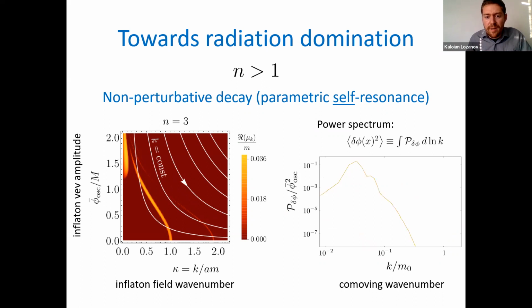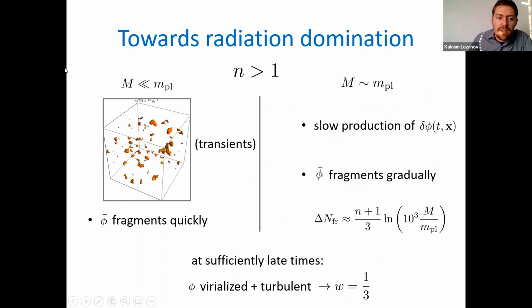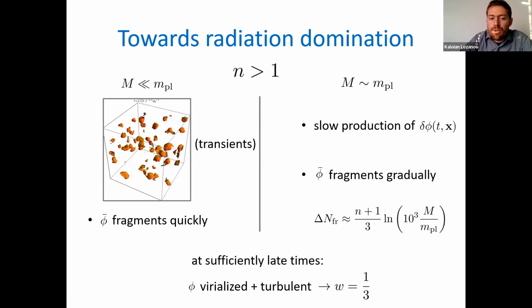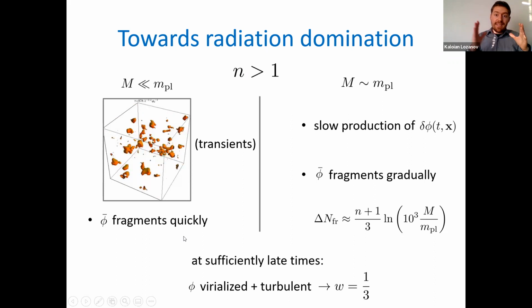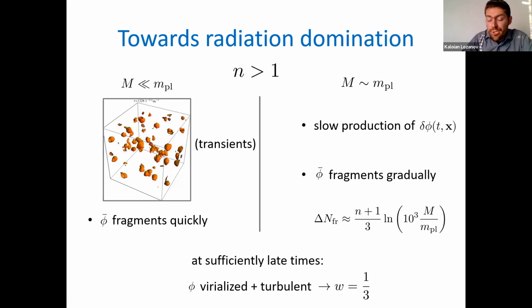Well, for the M much less than M Planck case, the case on the left and the case I just showed you, the inflaton forms highly overdense field configurations, which can dominate the energy density of the universe. However, these objects are of transient nature. They decay away quickly, as you can see in the video, leaving behind them a completely fragmented inflaton field. And that's why the broad peak in the power spectrum eventually went away. And at late times, we find numerically that the field is virialized and turbulent, and most importantly, has kinetic and gradient energies equal to each other and much greater than the potential energy, implying a radiation-like equation of state.